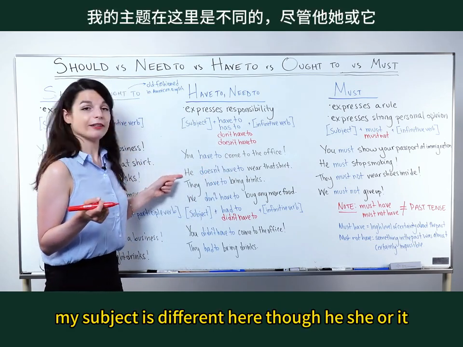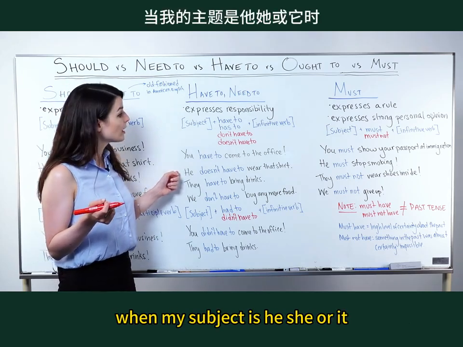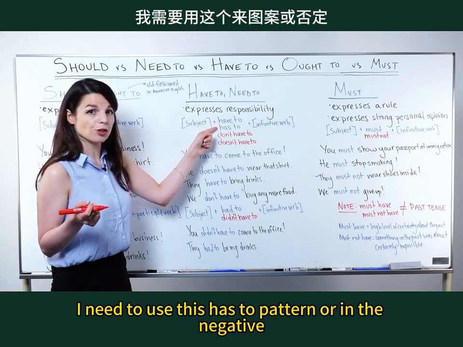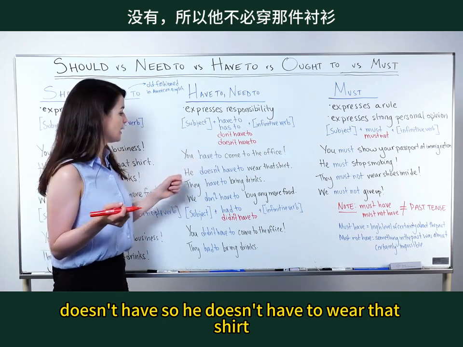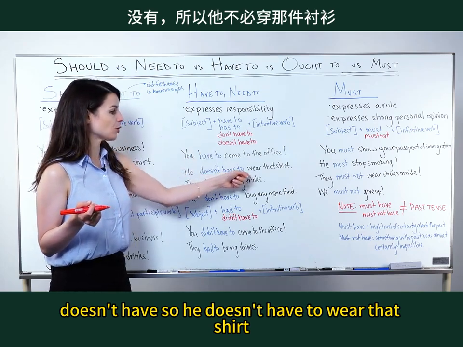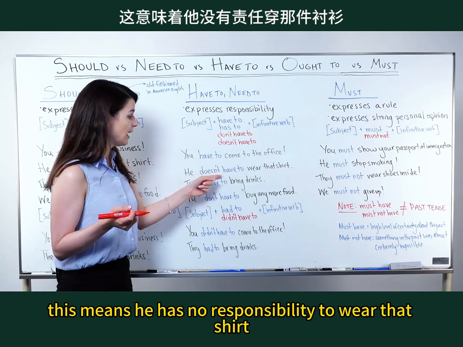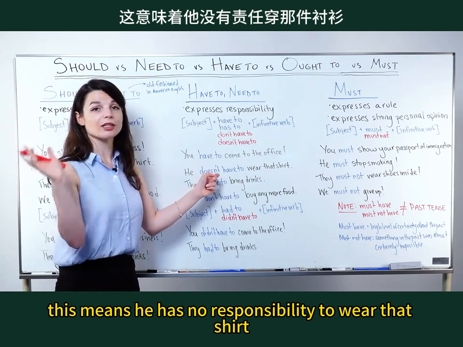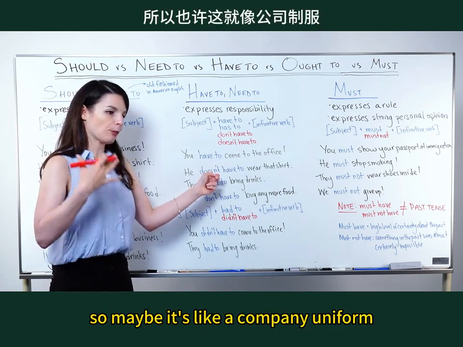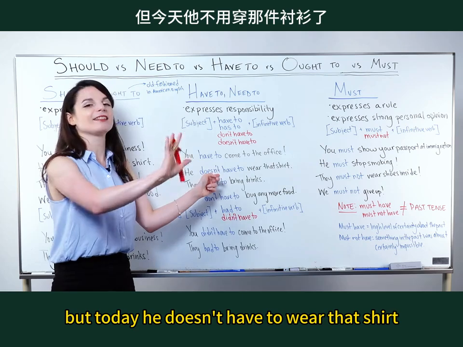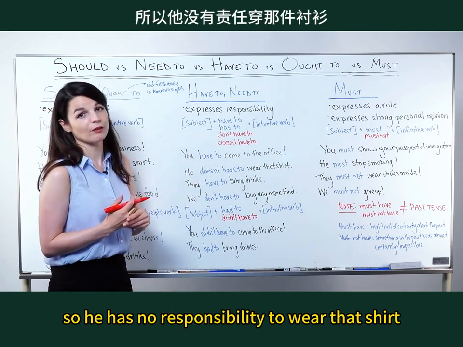My subject is different here though. He, she, or it. When my subject is he, she, or it, I need to use this has to pattern, or in the negative, doesn't have to. So he doesn't have to wear that shirt. This means he has no responsibility to wear that shirt. So maybe it's like a company uniform, but today he doesn't have to wear that shirt. So he has no responsibility to wear that shirt.